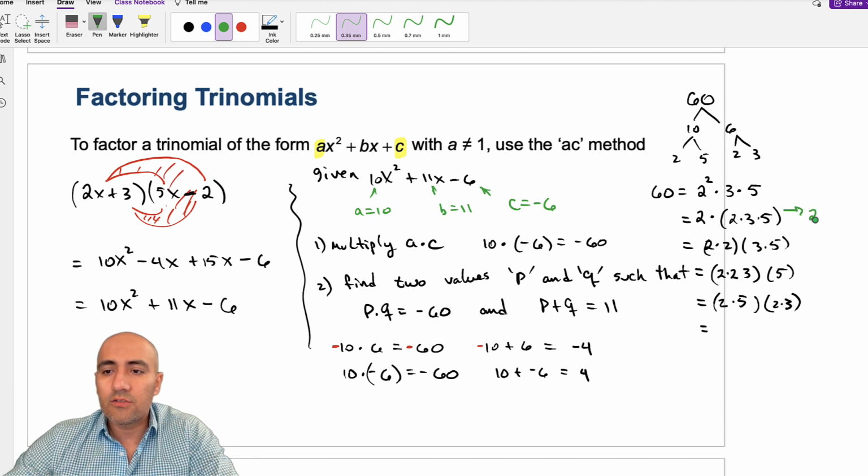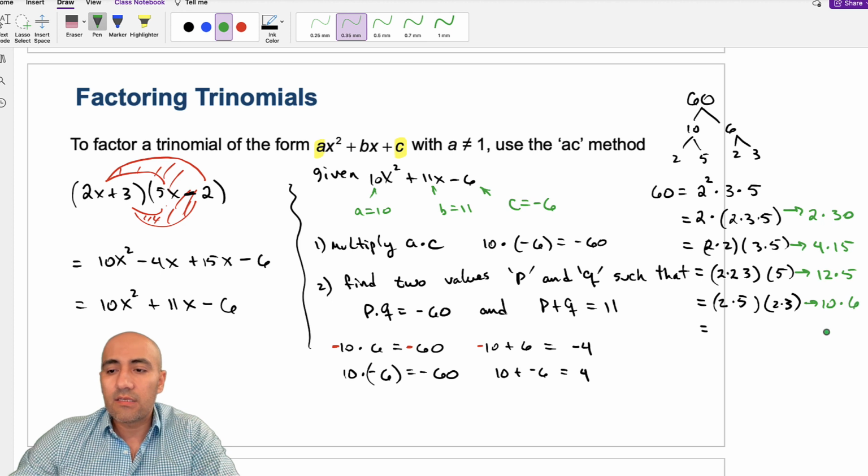So this one is leading to 2 times 15 times 2. This is 30. 2 times 30 is 60. This one is saying 4 times 15. This one is saying 4 times, that's 12 times 5. And this one is leading me to 10 times 6. Okay, and then of course don't forget the obvious one, 1 times 60.